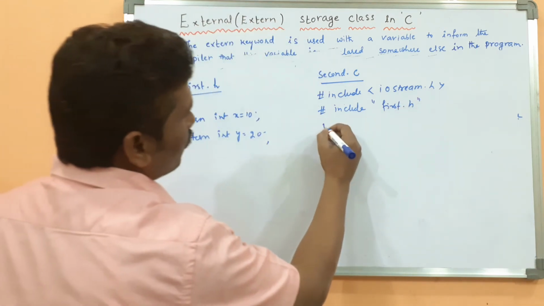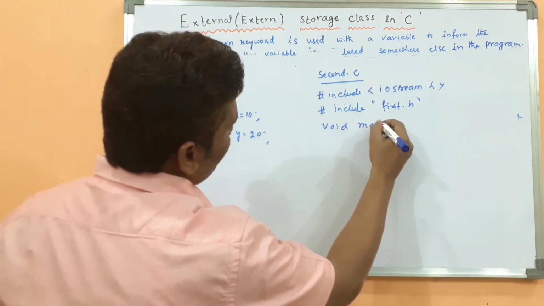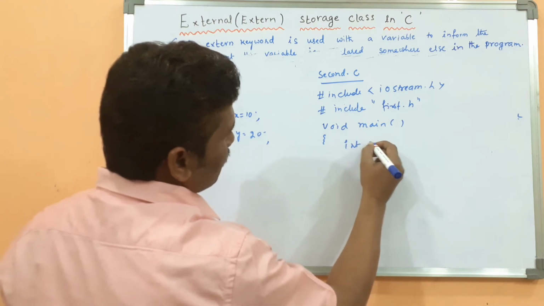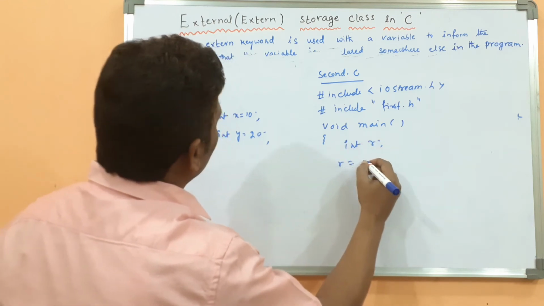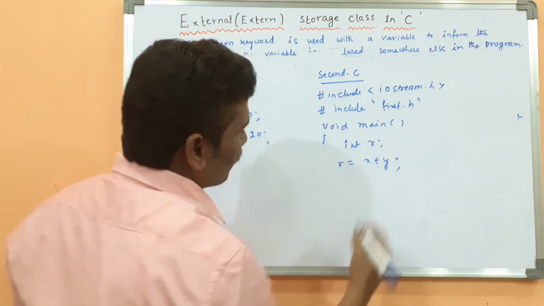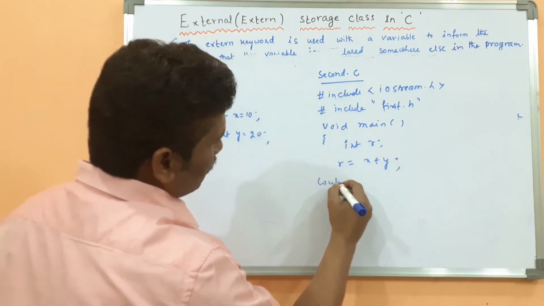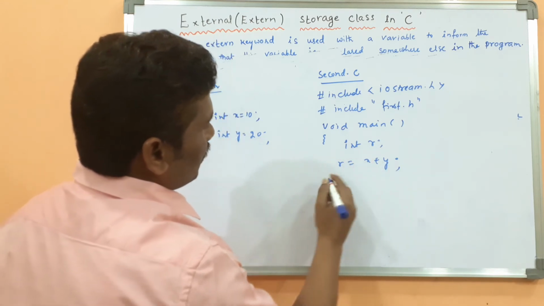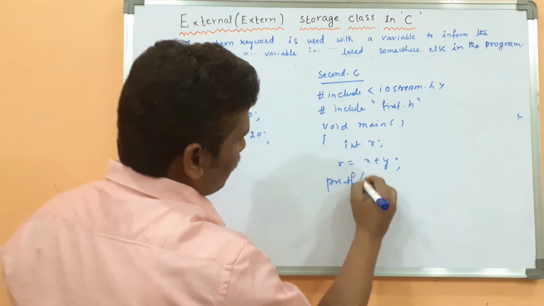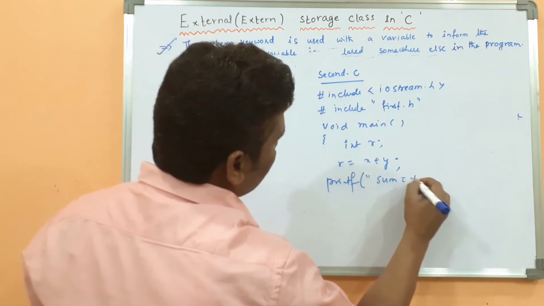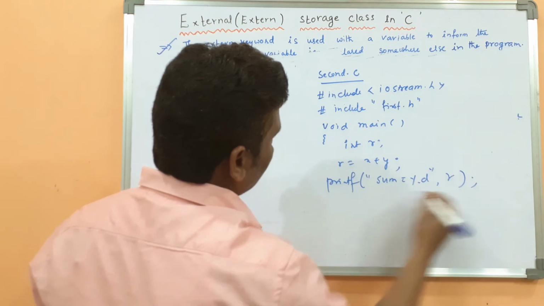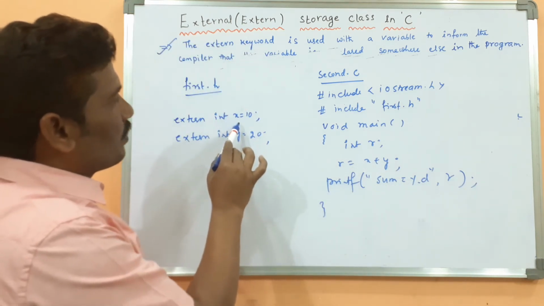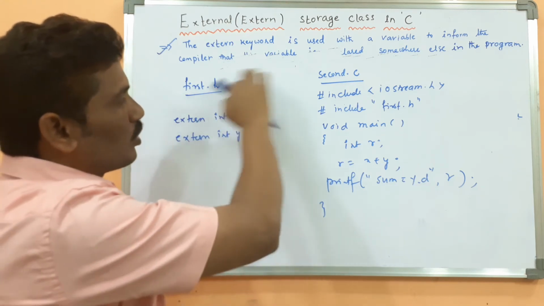Okay, then after that void main, then int r equal to x plus y. Then printf sum equal percentage d, then the r value should be displayed. Here, if this variable does not use the extern keyword, it can't be accessed here.